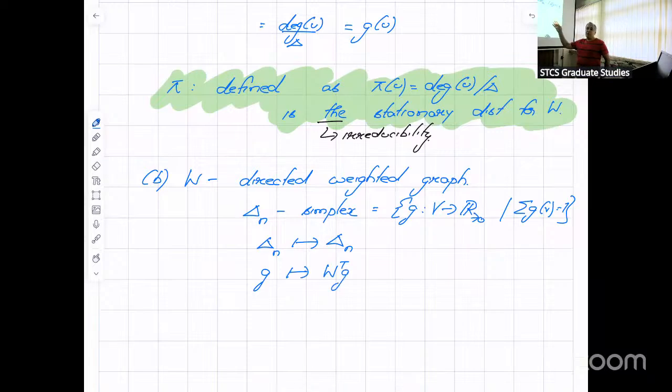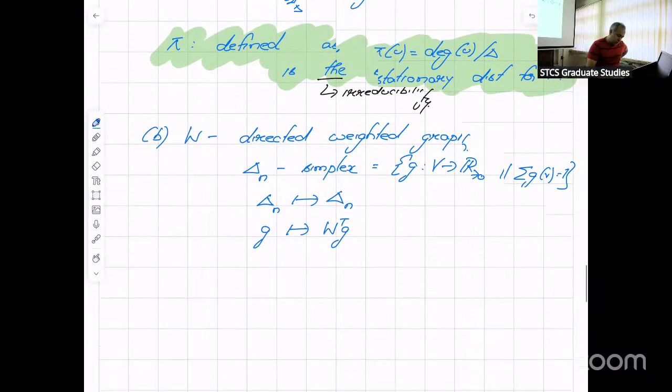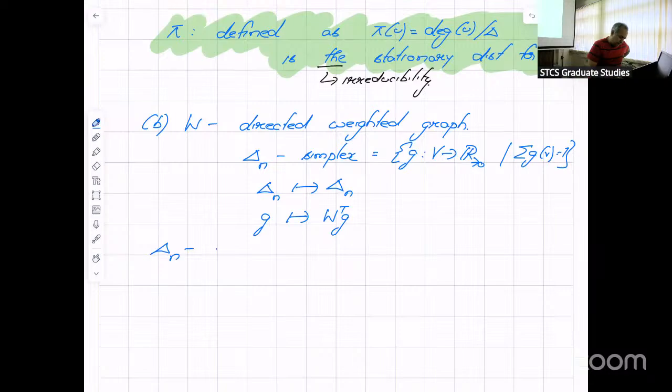This is a continuous map on a closed compact set. By the fixed point theorem, it has a fixed point, and that is the stationary distribution. It has to have dimension 1 by what we said before. So delta n is closed and bounded, and hence, by the fixed point theorem.